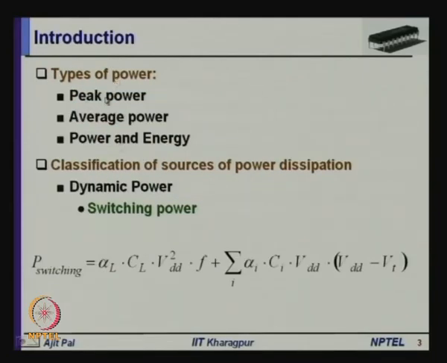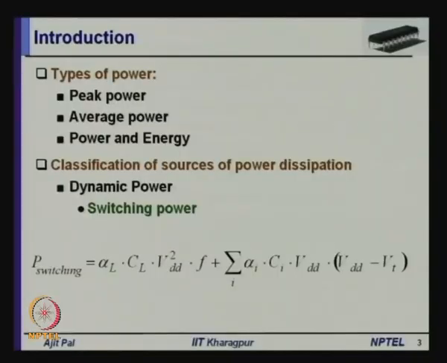We discussed three types of power in my last lecture: peak power, average power, and the difference between power and energy. As you know, peak power is very important because the maximum power drawn by the circuit in operation at any instant of time is important for reliable operation of the circuit. Because of the peak power, there are transients on the power lines, and that may lead to glitches and errors in the signal. We are not going to discuss this in detail today.